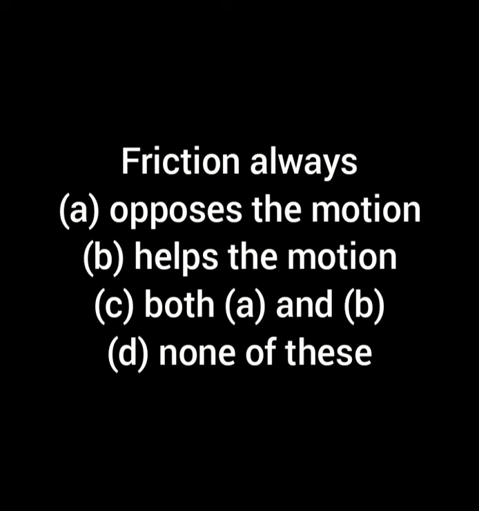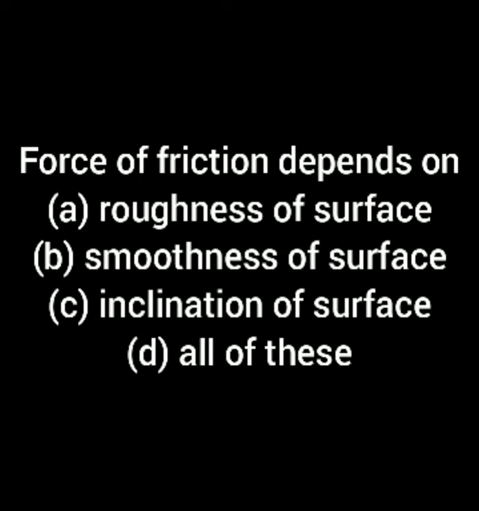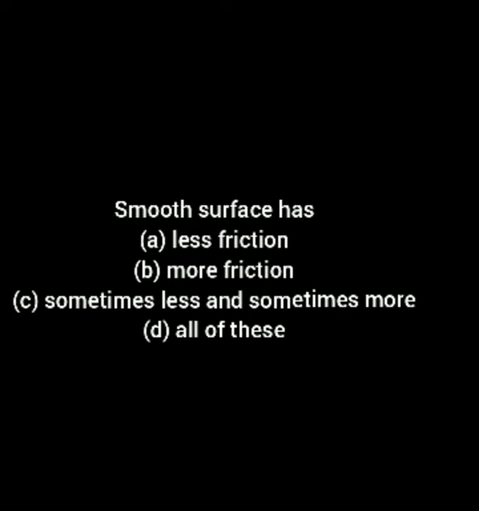Going to the third question. Now see the picture. Force of friction depends on dash. Roughness of surface, smoothness of surface, inclination of surface, all of these. What is the answer? You can write it in the homework note. Next question: a smooth surface has less friction, more friction, sometimes less or sometimes more, all of these. What is the answer? Write it down.